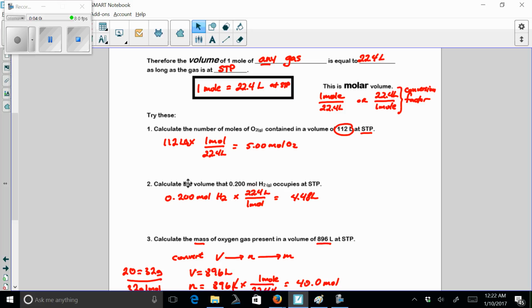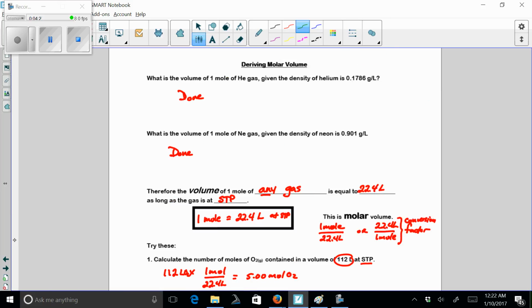Let's look at another one. What's the volume of 0.2 moles of hydrogen? Well, I know that I've got 22.4 liters in 1 mole. Use the appropriate conversion factor so the units cancel. In this case, the moles cancel and we end up with 4.48 liters. So very, very easy. Here's a little bit more of a challenging one, so to speak.